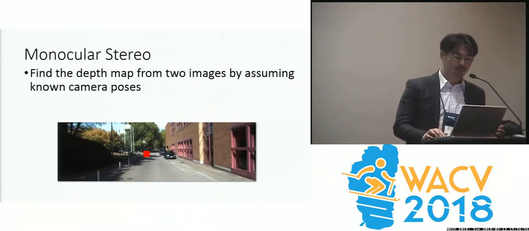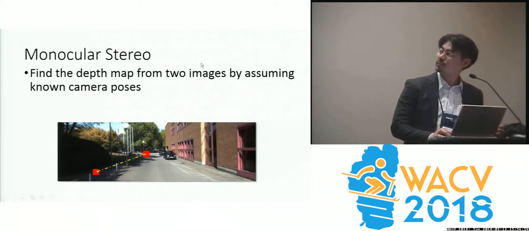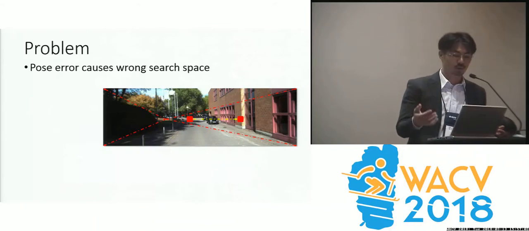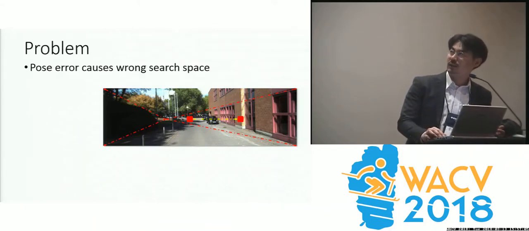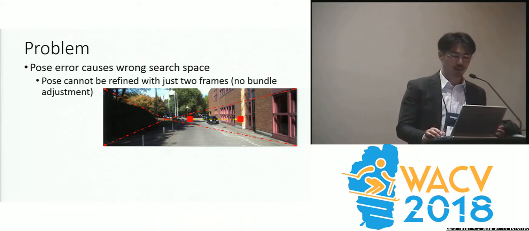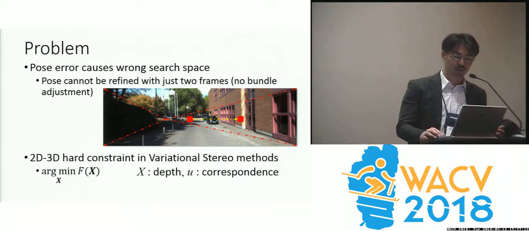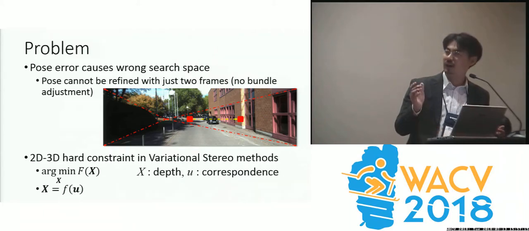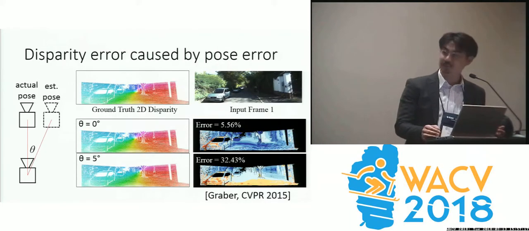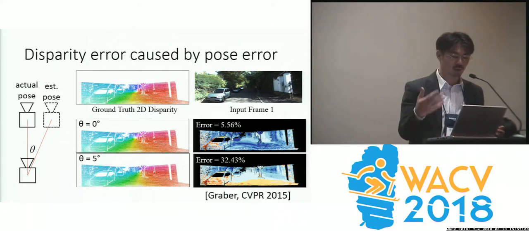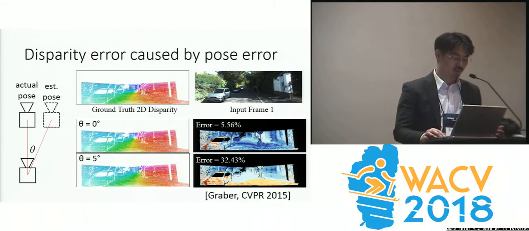But the problem is, when there is a pose error, of course there's a wrong search space. And another problem is that depth and the correspondence are hardly constrained. This is an example. There's a disparity error caused by pose error. When the pose error becomes large, the disparity error becomes large.